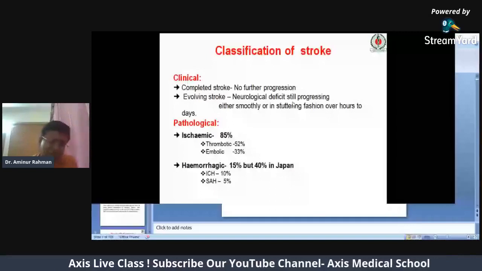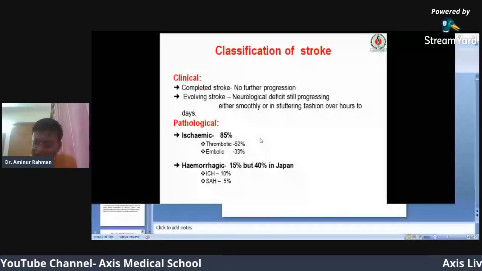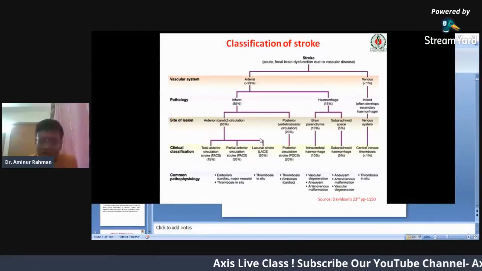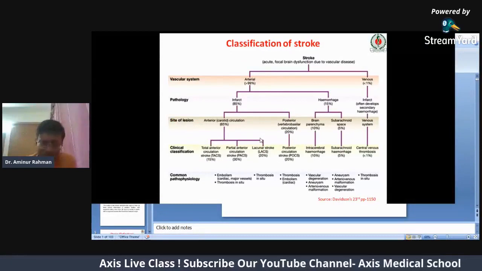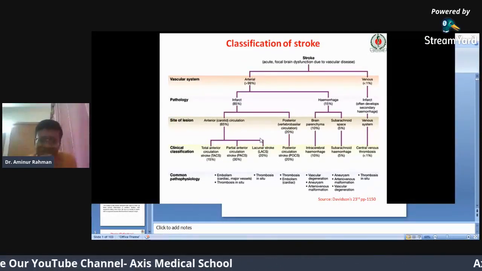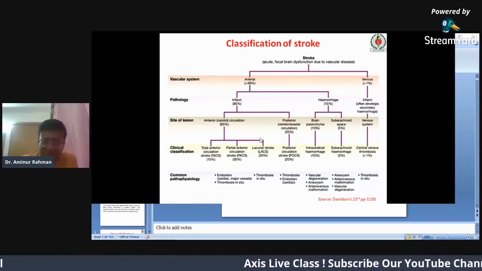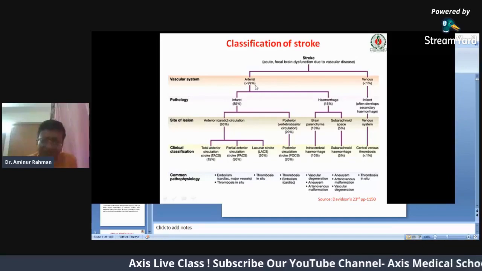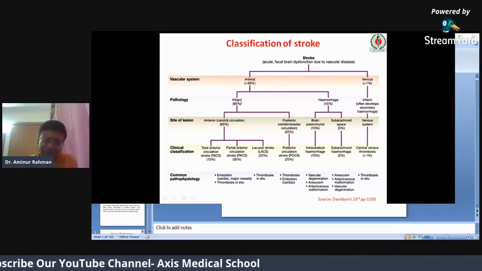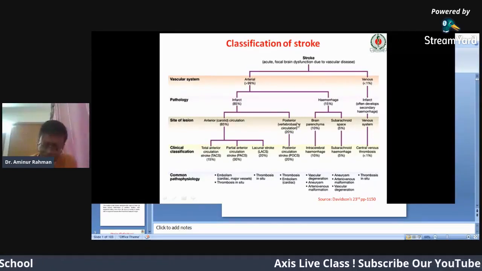The pathological classification is ischemic stroke and then hemorrhagic stroke. Another classification is arterial stroke and venous stroke. Is this from your textbooks, Davidson? There is the stroke classification. Stroke may be classified according to vascular origin: arterial or venous. According to pathological classification, it may be infarct and then hemorrhage. And according to the site of lesion: anterior circulation, posterior circulation.